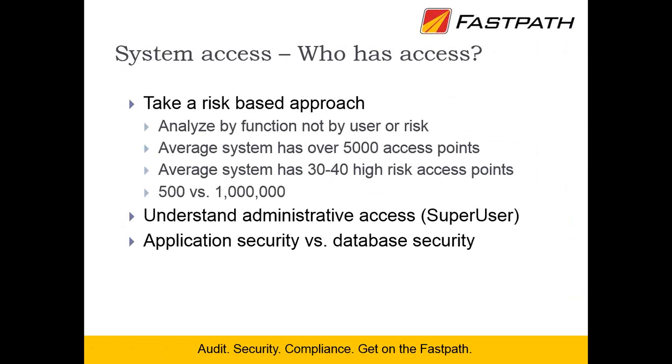The average Dynamics system has over 5,000 access points. So if you print out a report across every user across 5,000 access points, it's going to be huge. Your average ERP system only has 30 to 40 high-risk access points. So somebody with Excel open can do the math of a percentage of, that's not very many. So whether you're using SAP, Dynamics, QuickBooks, they're typically 30 to 40 high-risk access points.